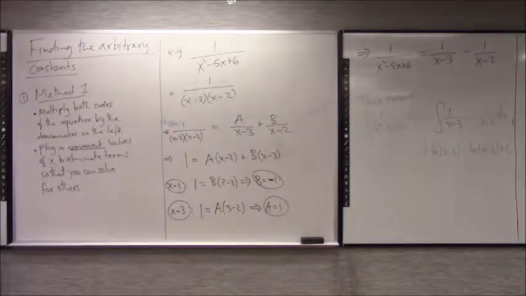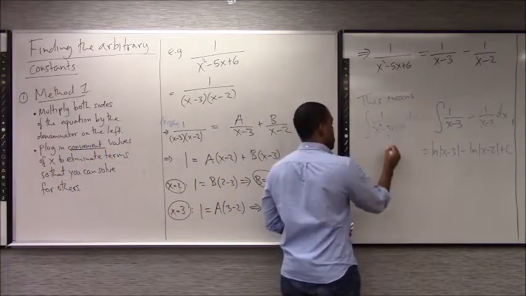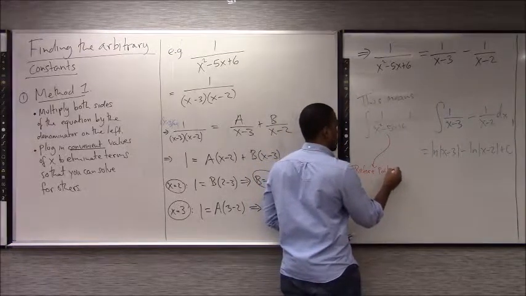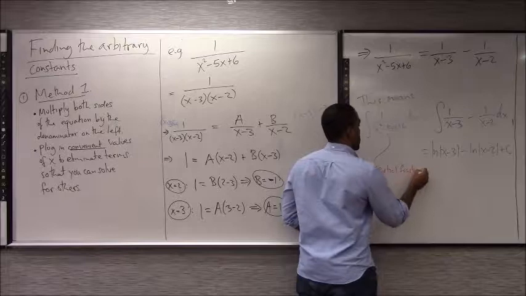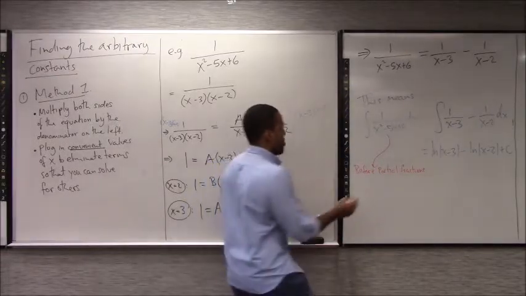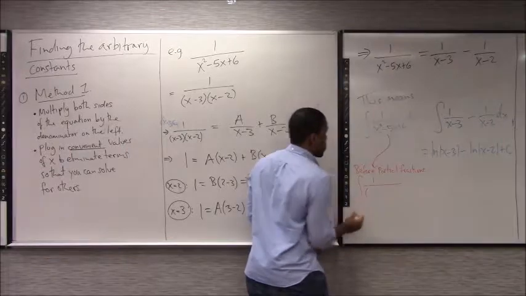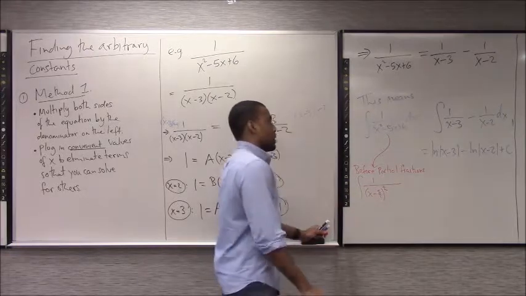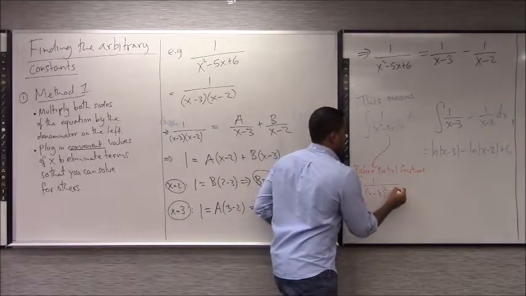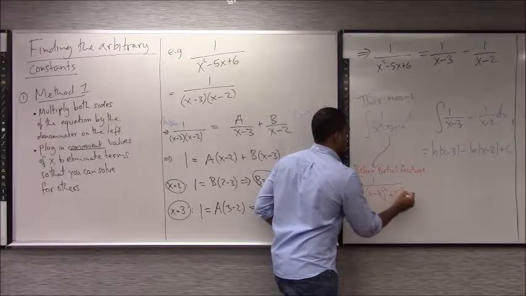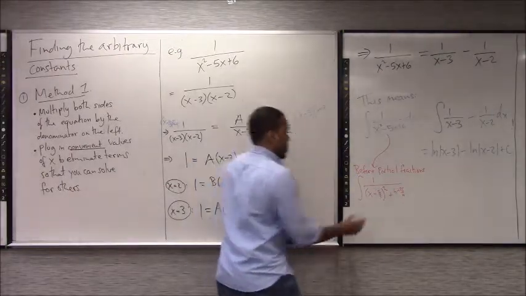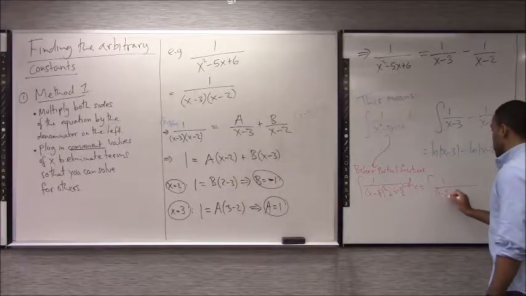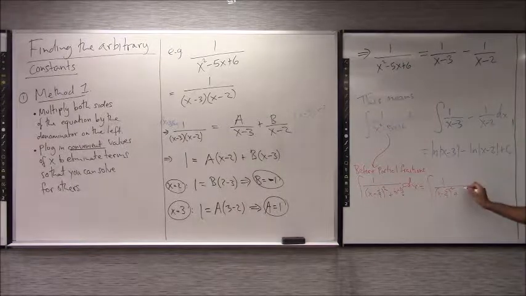Whereas before we learned about partial fractions, the best way of integrating this would probably have been to complete the square in the denominator, so this would be x minus 5 over 2 squared. And on the outside, that would be 6 minus 25 over 4. So this would simplify to 1 over x minus 5 over 2 squared plus 1 over 4.